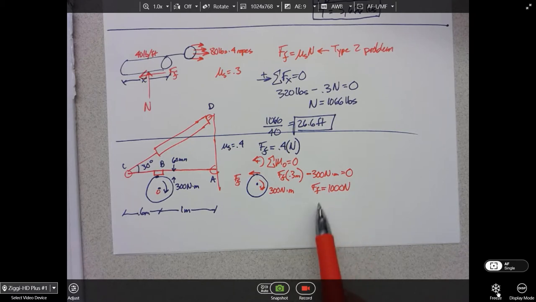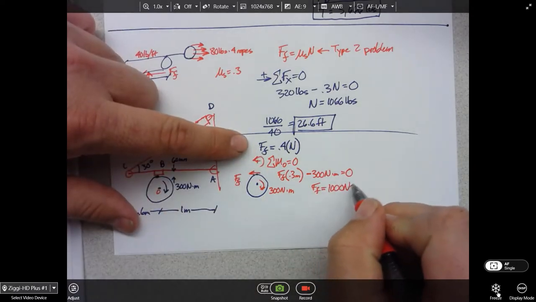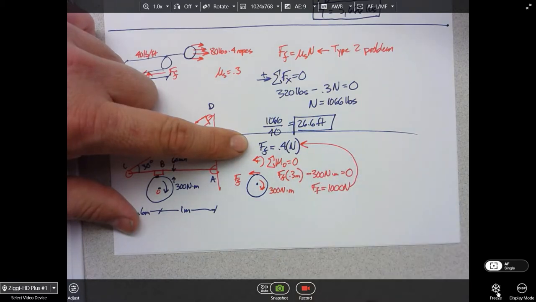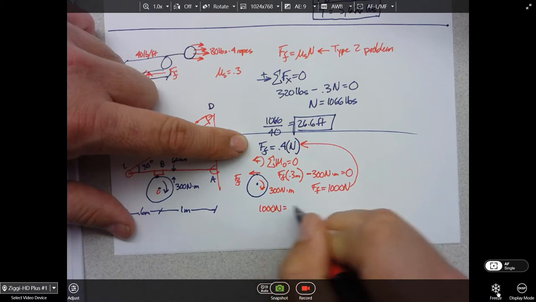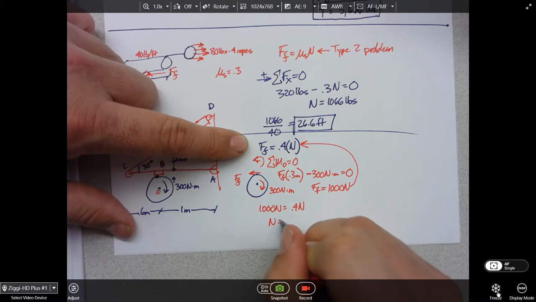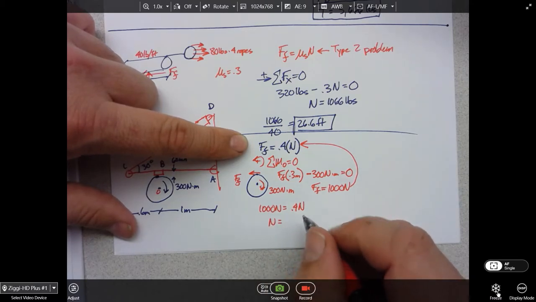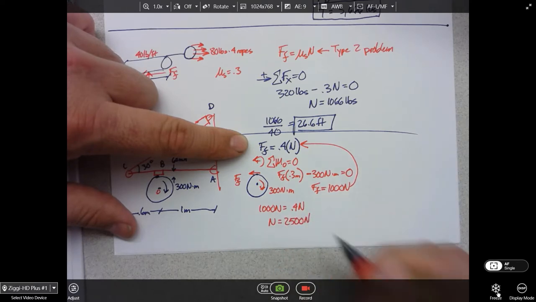So does everyone agree the force of friction's got to be 1,000 newtons? Yeah. Okay, so if the force of friction has to be 1,000 newtons, I can substitute that back in here, right? And I'll see that 1,000 newtons has to equal 0.4 times the normal force. So the normal then is 1,000 divided by 0.4. 2,500? Or 2,500 newtons. Okay. Good to know.